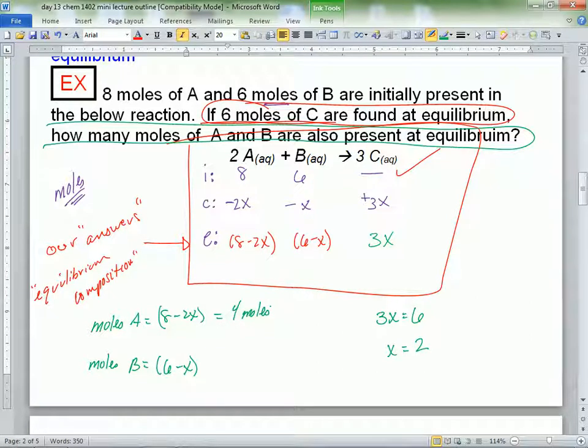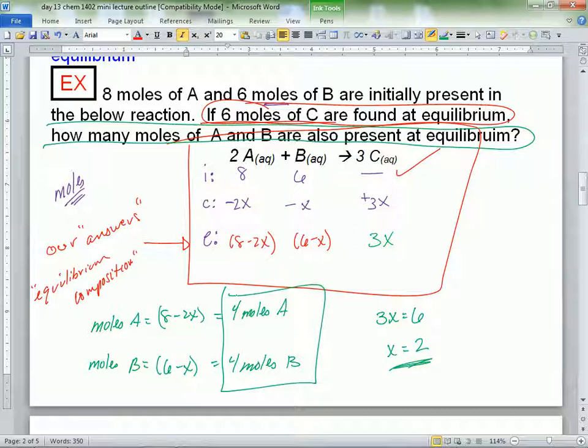And 6 minus x would be 4 again. So I don't think that's going to happen very often where they're the same number. But 6 minus 2, right? 6 minus 2 would be 4. So here's our answers. Oh, x equals 2. Okay, sorry.